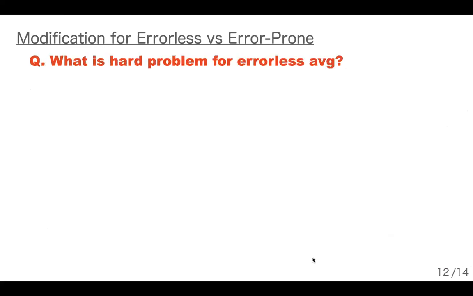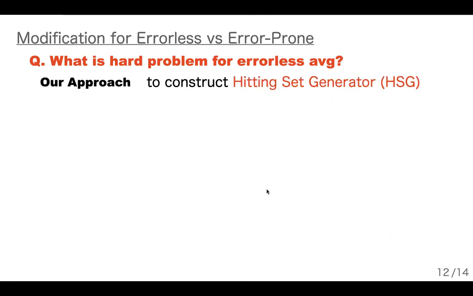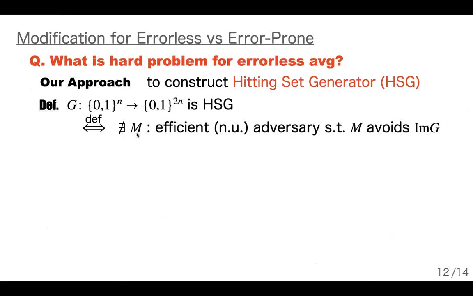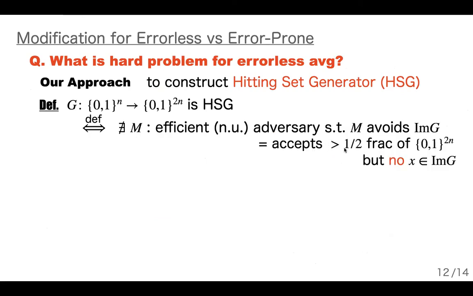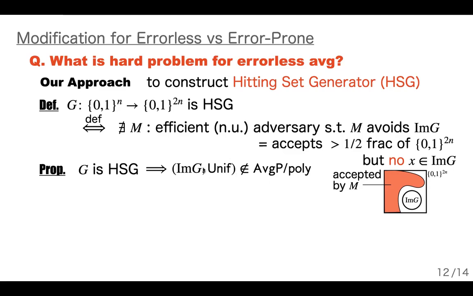What is the hard problem for the errorless average case setting? Our approach is to construct a hitting set generator. A hitting set generator is a seed-stretching generator such that no efficient adversary can avoid the image of G, in the sense that this algorithm accepts a large fraction, more than half of the strings, but this adversary does not accept any image like this figure. If we can construct such a hitting set generator, then we can naturally determine the average case hard problem in the errorless setting. So the goal is to construct a hitting set generator.